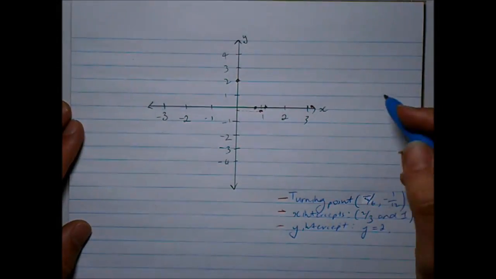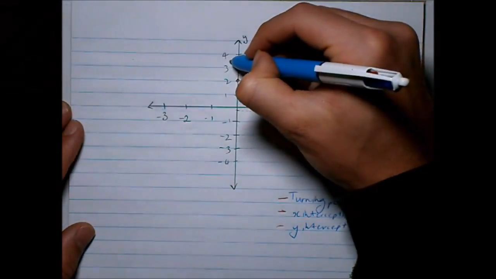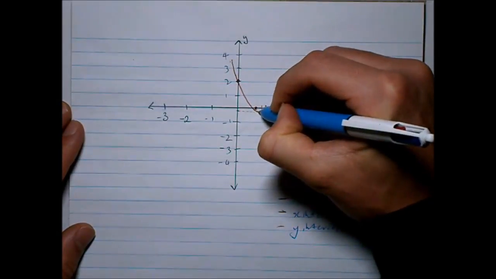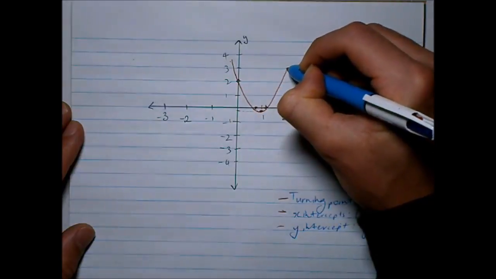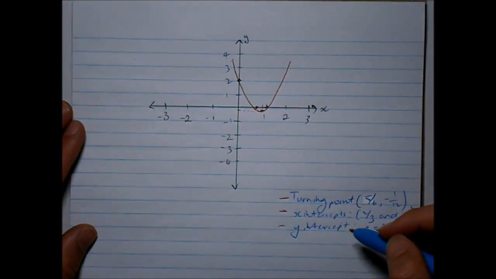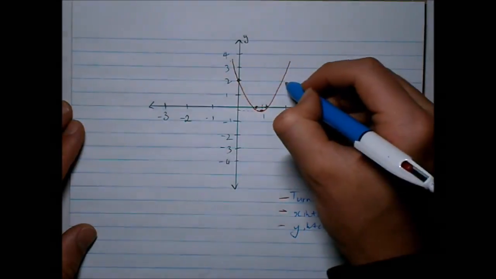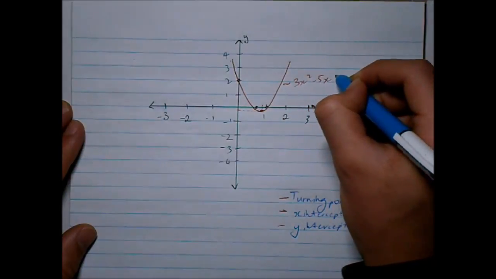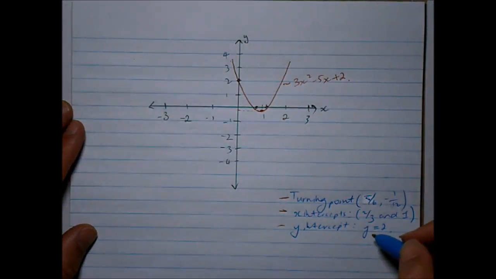All right, and now all we do is connect the dots. Start a little bit higher up here, bring it down, and try to get a nice natural curve up. And there we go, that's our quadratic sketched. Some teachers might like you to label it and put what function it is. So our function is 3x squared minus 5x plus 2. And then we're done.